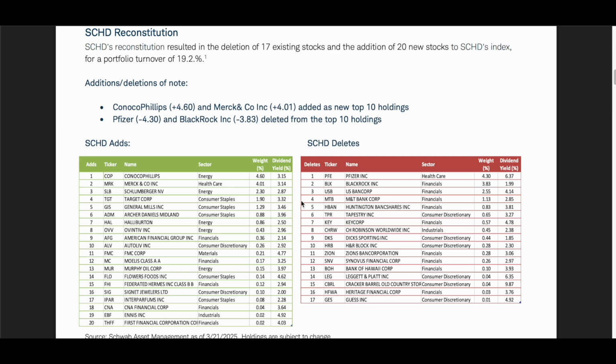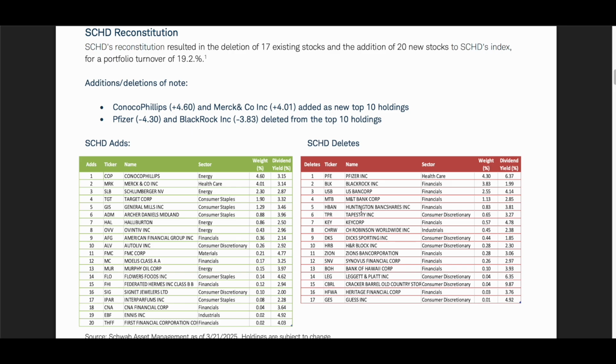And then we also have BlackRock, which was just under 4% of this fund. Financials company, wealth management, ETFs provider here with BlackRock. And they had around a 2% yield, but that is no longer part of SCHD based on the metrics, the algorithm. It no longer had a home here.